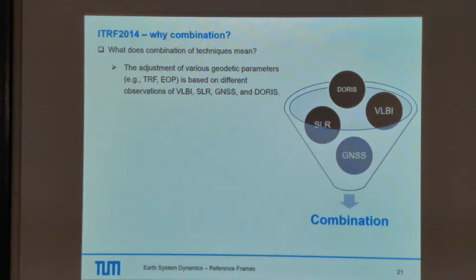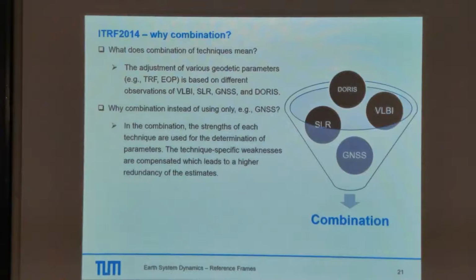Okay, what does the combination of the techniques mean? The adjustment of various geodetic parameters is based on the different observations. We put them into a least squares adjustment and get out the combination. And within the combination, the strengths of each technique are used for the determination of the parameters, and the weaknesses are compensated somehow, which leads to a higher redundancy of the estimate.